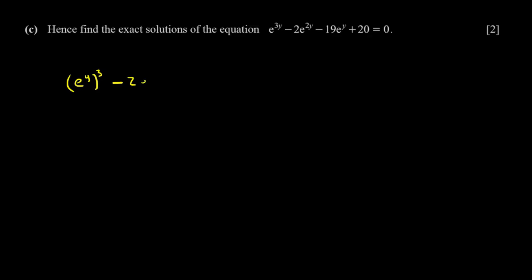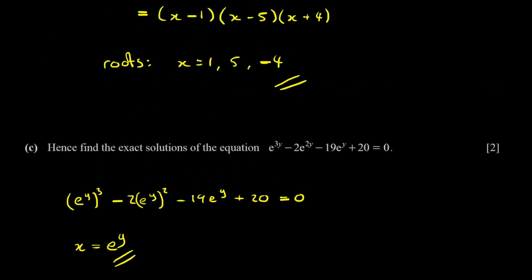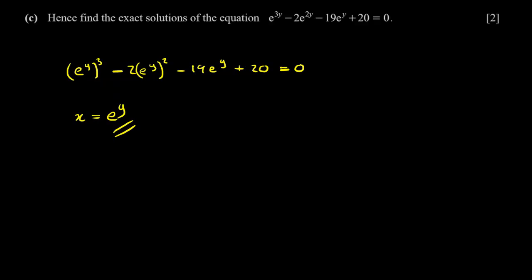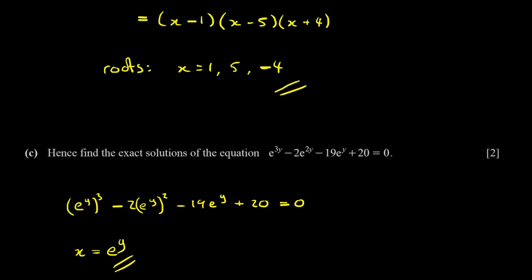So this is minus 2e to the y squared minus 19 times by e to the y plus 20. And this is the same thing as the cubic that we had before, except in this case, x has been replaced with e to the y. Okay, so our solutions for x above, the roots that we got, which were 1, 5, and negative 4, will tell us what our e to the y is. So e to the y will either be 1, or e to the y will be equal to 5, or e to the y is equal to negative 4. Okay, so if I just go up, just double check that, yeah.